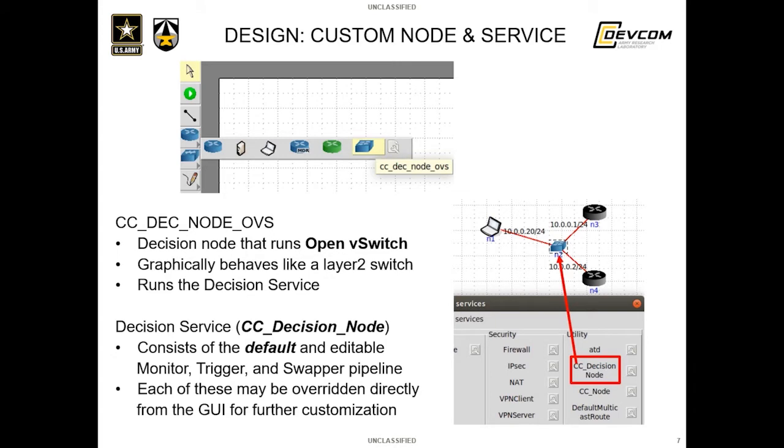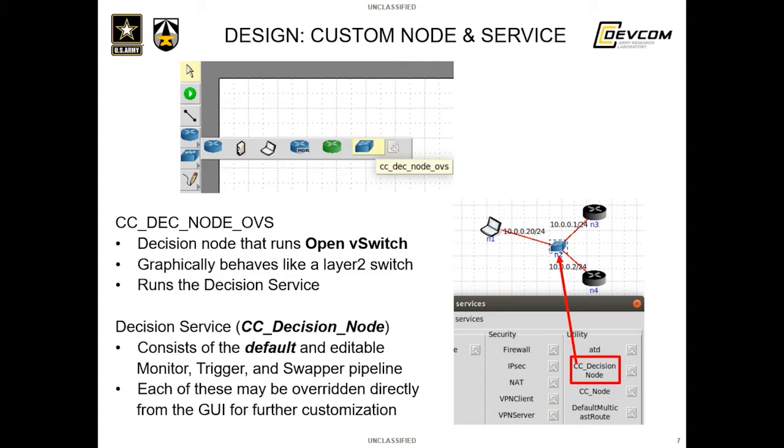With Cdes leveraging CORE's extensibility, we've added a new node type called a CC-DEC node OVS, as well as a new service called CC Decision Node. Just like any other node in CORE, a user is able to drag and drop our Cdes node onto a canvas map to create the network scenario. The decision node is set to automatically have the decision service enabled.